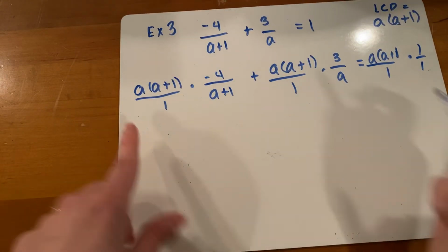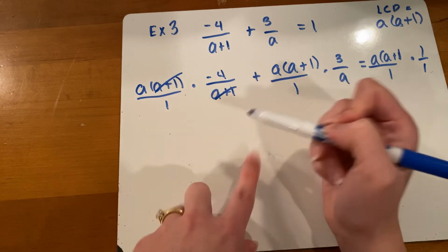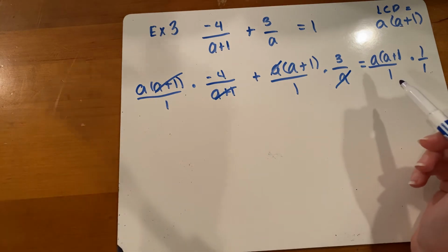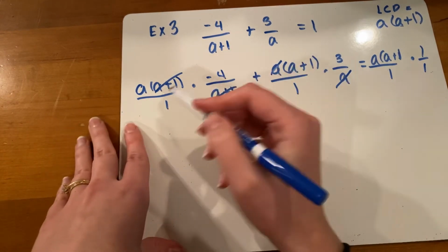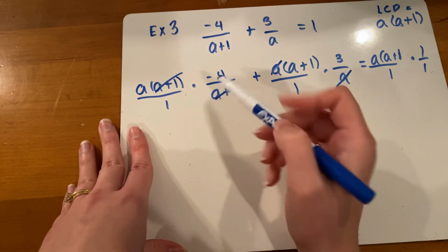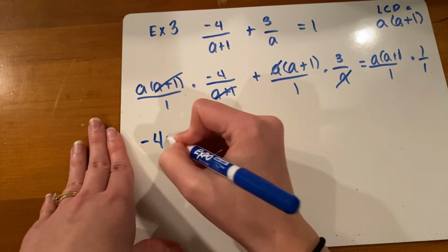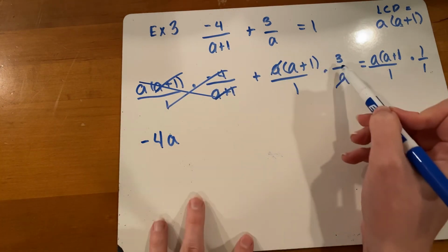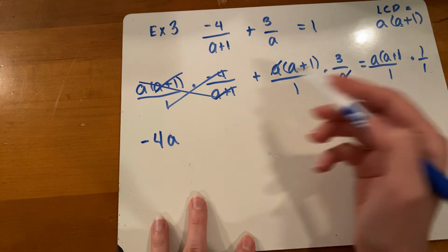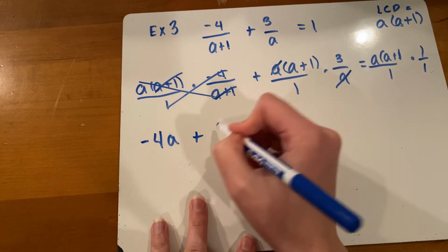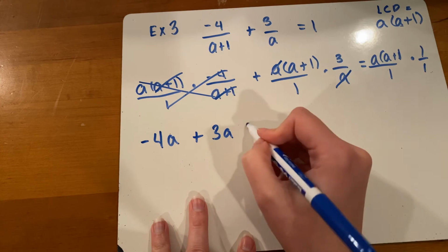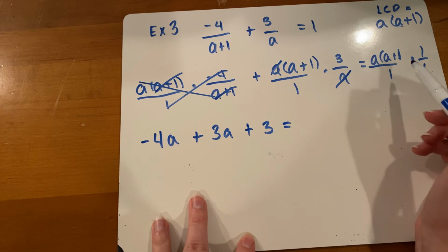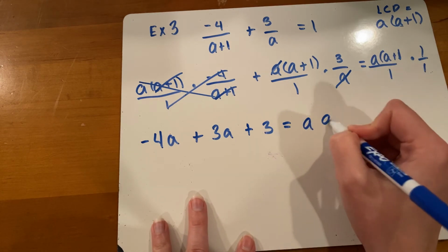And now we're going to go through and do our canceling. A plus 1 cancels out. A and a cancels out. Here, nothing cancels out because it's just 1. Super easy. And now we're going to multiply whatever we have left. So a times -4 is going to be -4a. And now we've taken care of that whole one. We have 3 times the quantity of a plus 1. So a times 3 is going to be 3a plus 1 times 3 is 3, is now equal to 1 times a plus 1, which is going to be a times a plus 1.